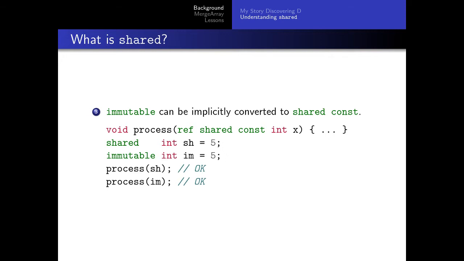One other nice thing about shared, though I haven't seen too much use for this particular feature, is that immutable is implicitly convertible to shared const. Because if something is immutable, you can share it between threads, and you won't ever get anything bad because they can't write and mess up what the other threads might see. And you can see here an example of where this works. You have a shared integer and an immutable integer, and you have a function that takes a shared constant, then both of them can be passed in, and it's okay.